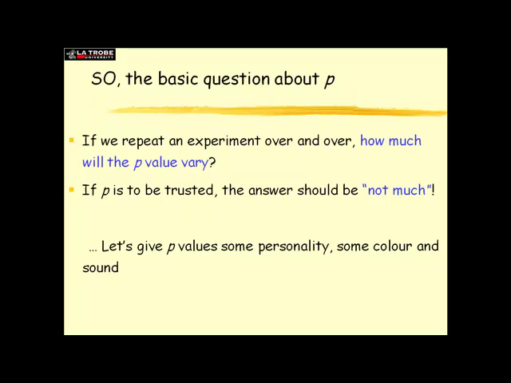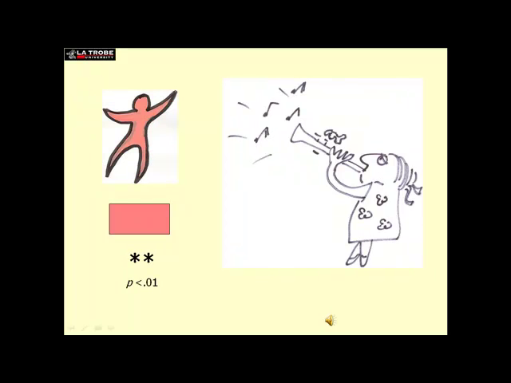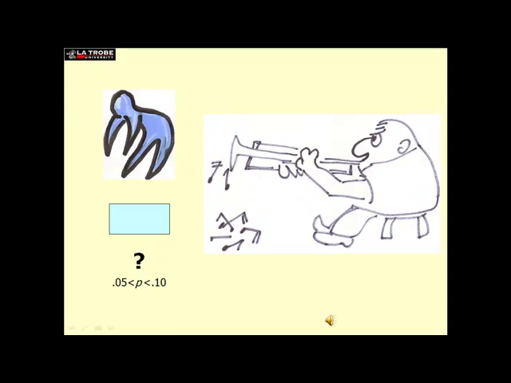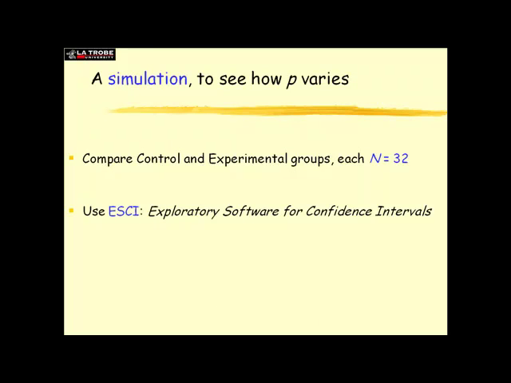Let's mark the moods of p-values. 3 stars, jump for joy, bright red trumpet. Two stars, upbeat clarinet. 1 star, okay. Between 0.05 and 1.0, question mark, a bit blue, trombone. 1.0, blue depression, deep trombone. Now the simulation, to see how p varies as we repeat an experiment.